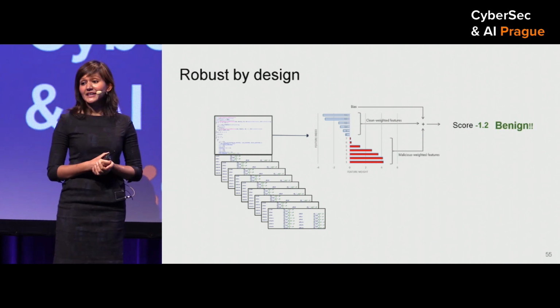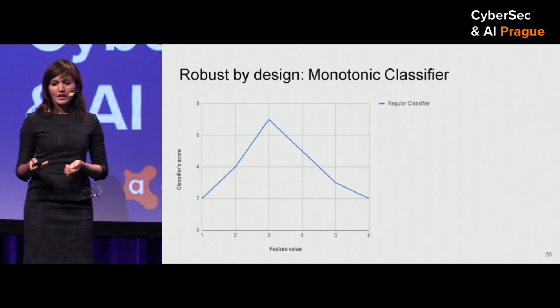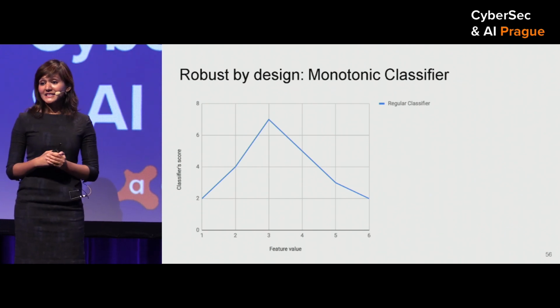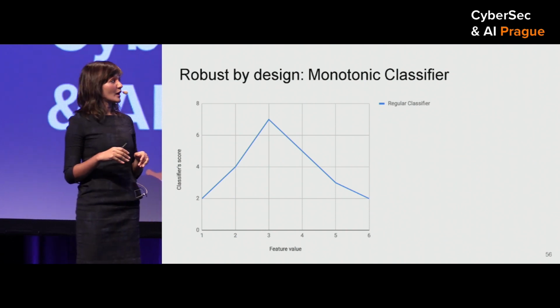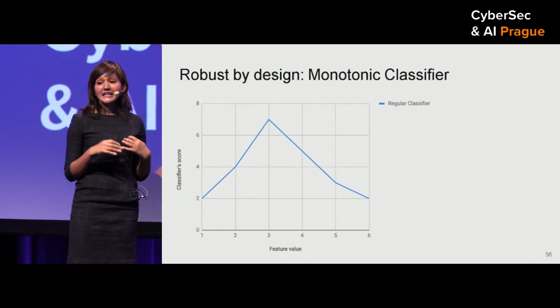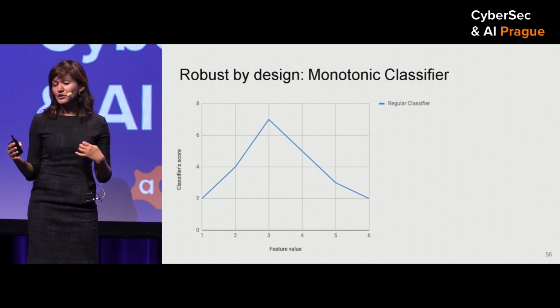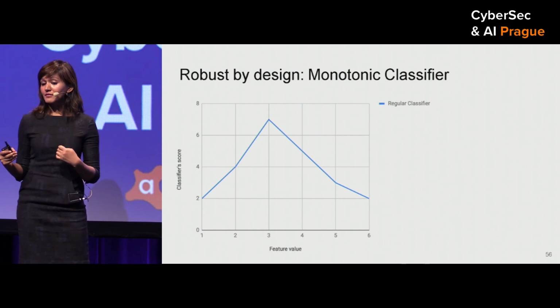So how would we defend against this kind of attacks? One way to defend against this kind of attack is using monotonic classifiers. Monotonic classifiers ensure that the attacker cannot change the classification score by adding a lot of benign features to it.